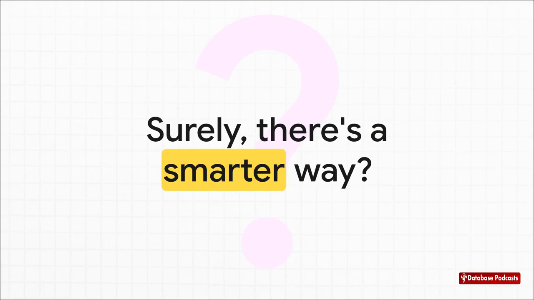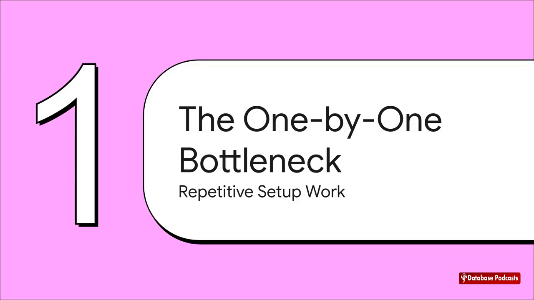So the big question is, there has to be a smarter way to do this, right? Well, the good news is there absolutely is. Let's dig in. Okay, so let's first really nail down the problem. We're calling it the one-by-one bottleneck. That little bit of setup work for each record might seem harmless, but when you multiply it by millions, oh boy, it becomes a huge performance killer.